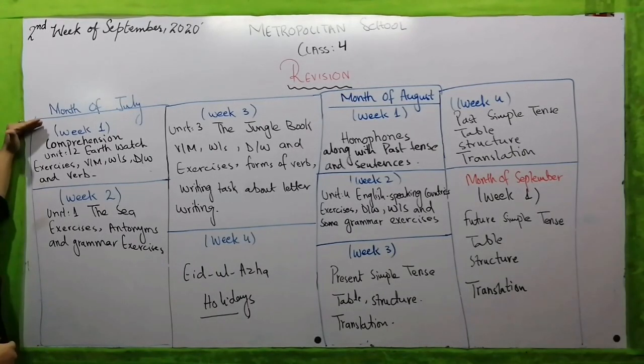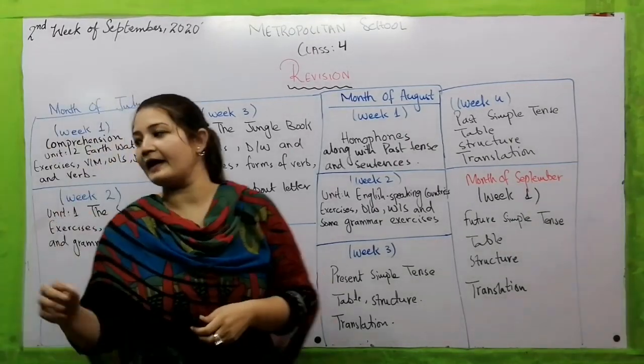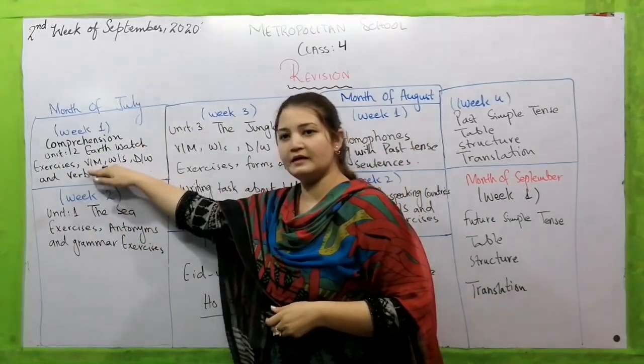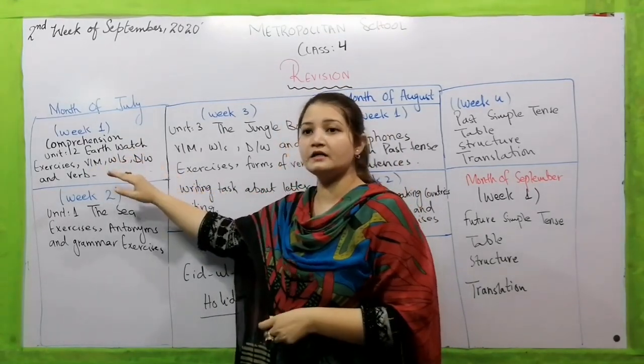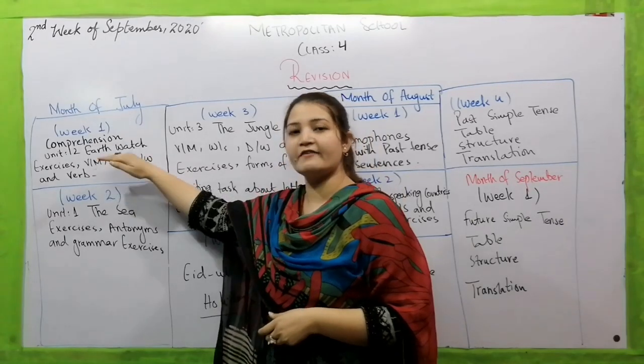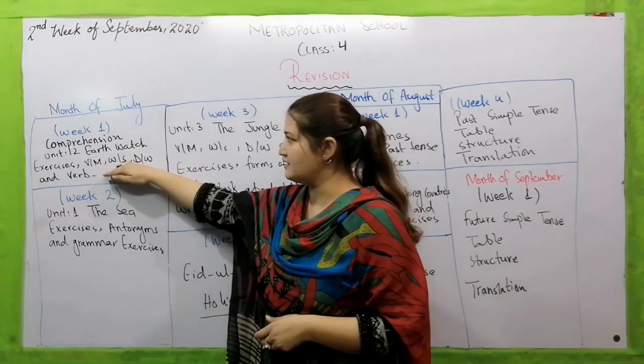In week 1, we studied and learned how to write a comprehension. Along with this, we started a new chapter, Unit 2, Earthwatch. We did some exercises, vocabulary meanings, word sentences, difficult words, and we studied about the verb, its definitions and some exercises.